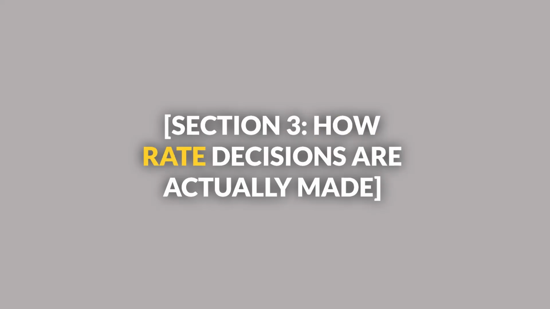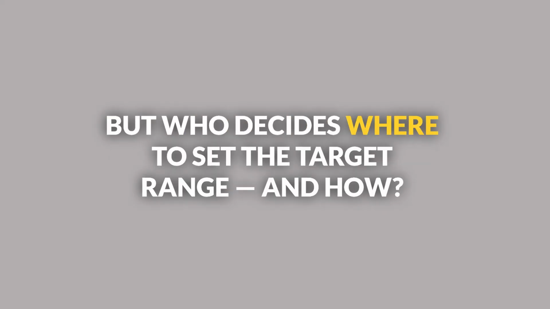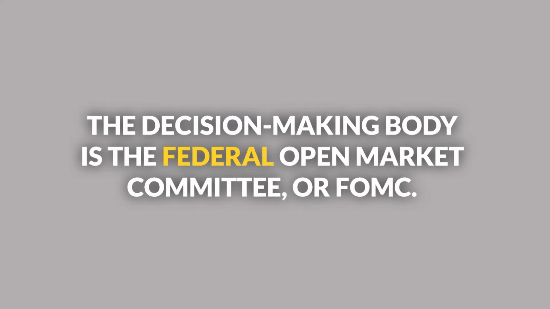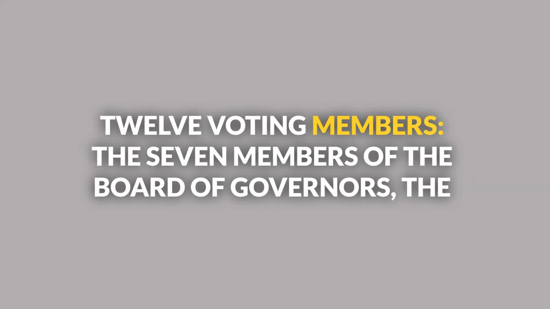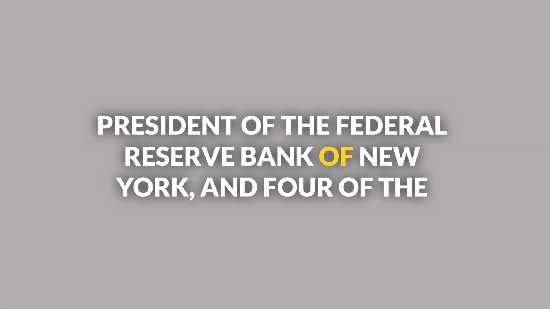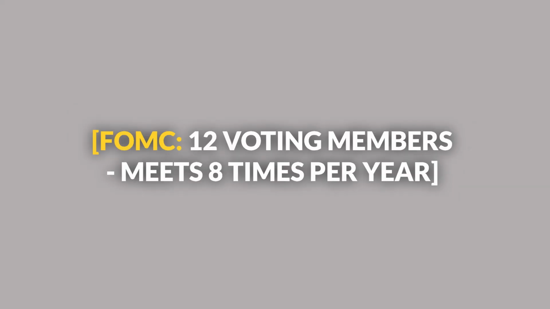Section 3. How rate decisions are actually made. Now you understand the mechanics. But who decides where to set the target range, and how? The decision-making body is the Federal Open Market Committee, or FOMC. It meets 8 times per year in Washington, D.C. The committee consists of 12 voting members, the 7 members of the Board of Governors, the President of the Federal Reserve Bank of New York, and 4 of the remaining 11 regional Fed bank presidents, who rotate on a yearly basis.